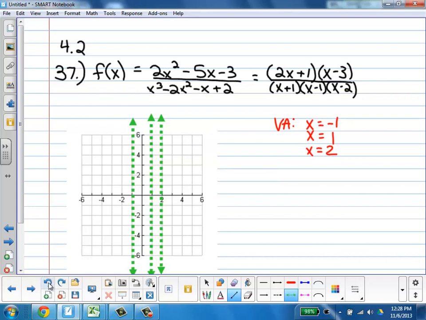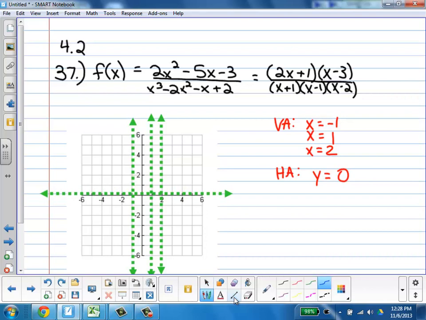Then you've got your horizontal asymptote. Notice the original function, the degree on the bottom is a cubic, a third degree, and on top you have a quadratic, second degree. When it's larger on the bottom, that means as x gets bigger, the y value approaches 0. So y equals 0 is our horizontal asymptote. Boom.